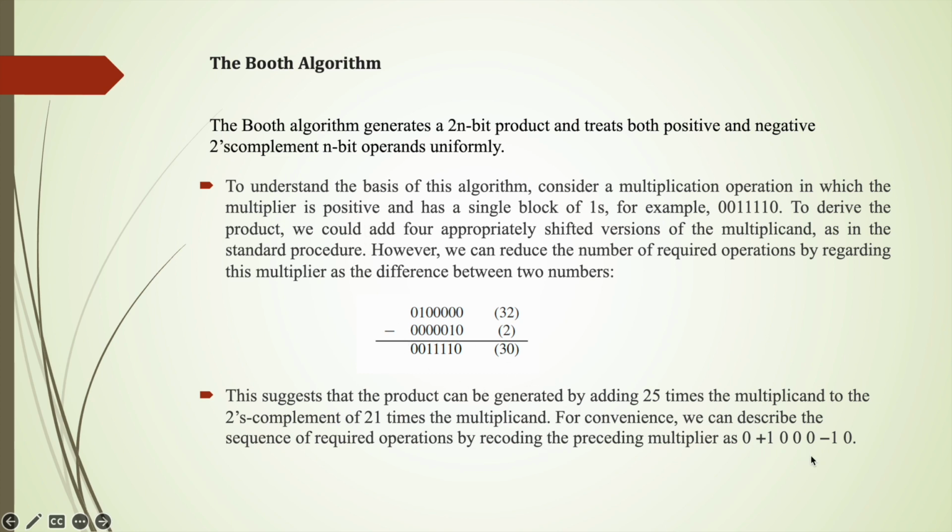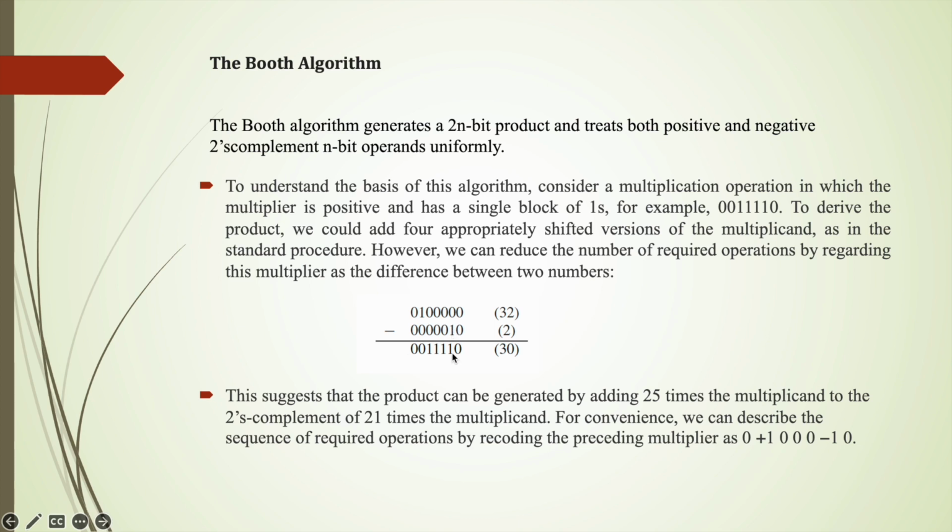So at position 0 we have to subtract the multiplicand. At position 5 we have to add the multiplicand. So this is the concept. For this multiplier, we get the Booth recoding as 0 at the first position and minus 1 at the second position.